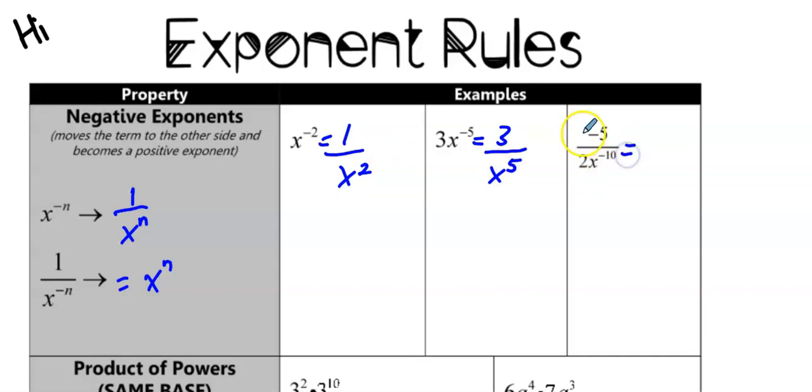So if we have negative 5 over 2 times x to the negative 10, again, this will become negative 5. The x will change locations and its attitude. So x to the positive 10th, and it's still all over 2.